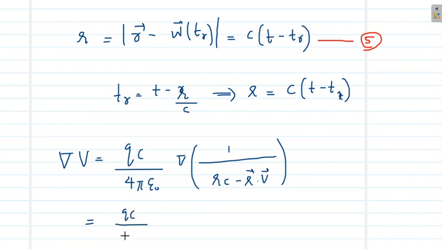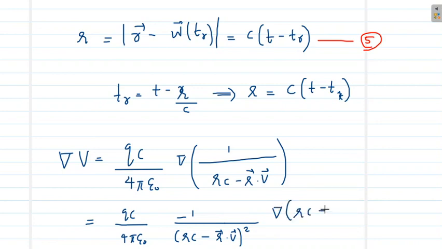So its gradient is taken as Qc by 4 pi epsilon 0 times minus 1 by x square. So minus 1 by (Rc minus R bar dot V bar) the whole square, into del of (Rc minus R bar dot V bar). So this is how we take the gradient of 1 by a function. If you have del of 1 by f, it will be minus 1 by f square into del of f. In that manner, we take the gradient in this function as well.